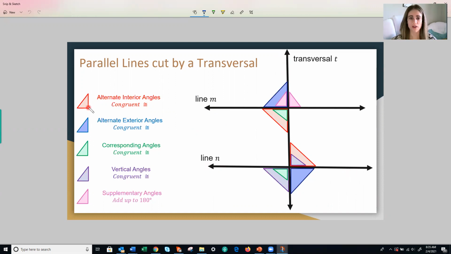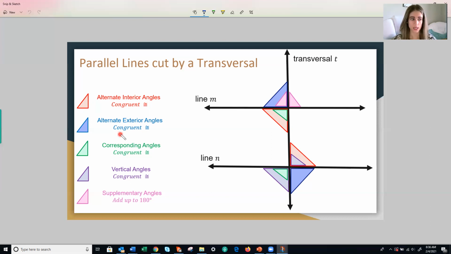In red, we have indicated our alternate interior angles. Remember, alternate means they're on opposite sides of the transversal, and interior means they're on the inside of my lines. So this angle right here, that has that red triangle, and this angle, they are alternate interior angles. And alternate interior angles are congruent, which means they are equal to each other. So if this angle is 50 degrees, so is this one.